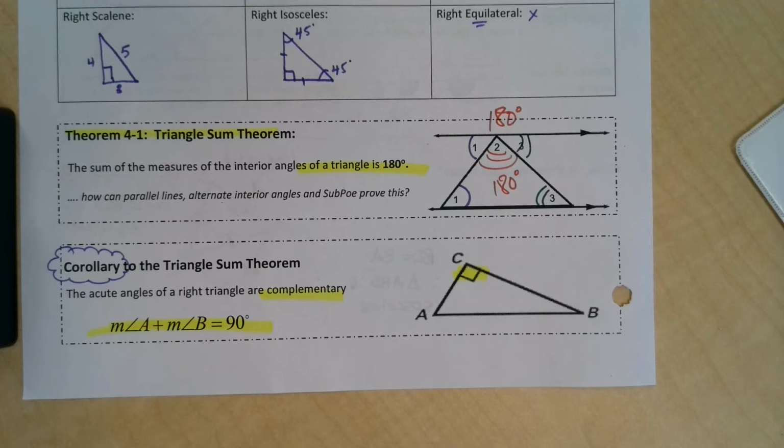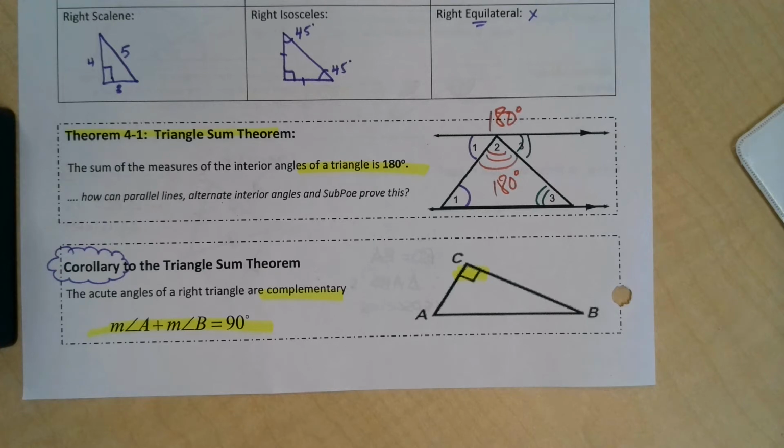So with this corollary, the triangle sum theorem says the acute angles of a right triangle are going to be complementary. Now, that totally makes sense to you. Because if I know that the sum of the angles in a triangle is 180 degrees, and one of those angles is a 90-degree angle, then you know that the other two have to add up to be 90 degrees. Does that make sense to you?